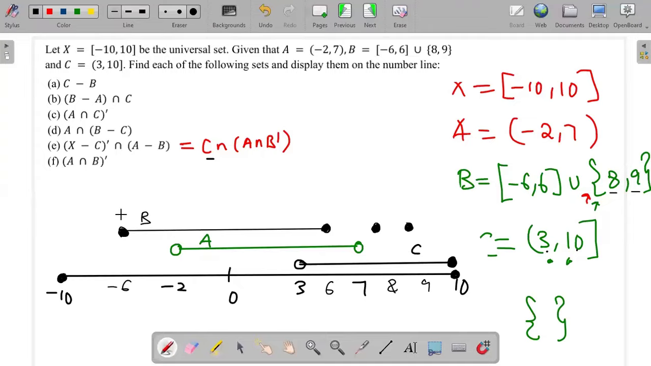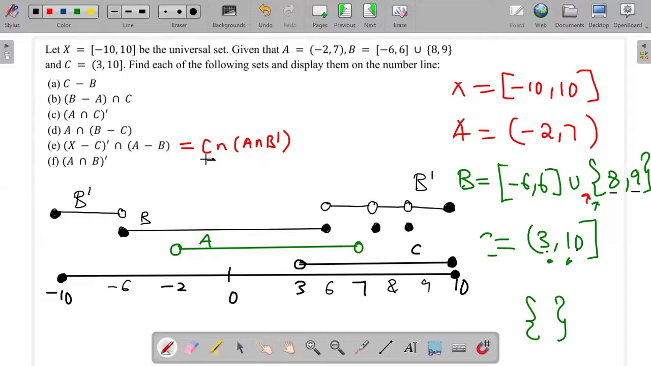This one is included in B, meaning in the B complement it won't be there. It goes to the end; the minus 10 is still there. This is the first part of the B complement. The other B complement starts here. The 6 is not included, and then I draw a line. The 8 is part of B, so in the B complement it won't be there. Again, the 9 is part of B, so it won't be there. I'll draw an open circle and go all the way to 10. That is my other part of the B complement.